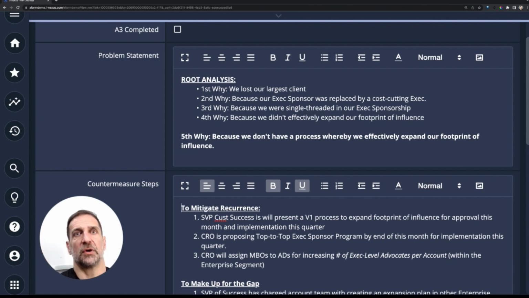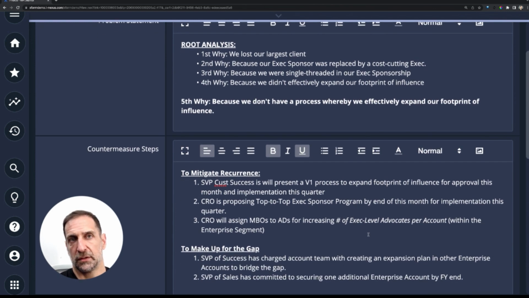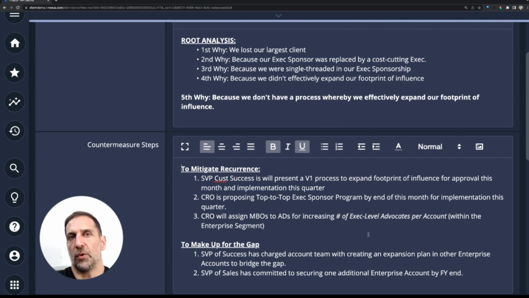Great. That is the second part of the process. But the third is, we missed ARR in the month of February. What's the plan to make sure we're not carrying that miss the rest of the fiscal year? The SVP of Customer Success is charging their account team with creating an additional expansion plan in other enterprise accounts to bridge this gap. Separately, I have enlisted the SVP of Sales, who's committed to securing at least 1 additional enterprise account by fiscal end. If either one of them does that, and I'm expecting both will, we will make up for the gap.